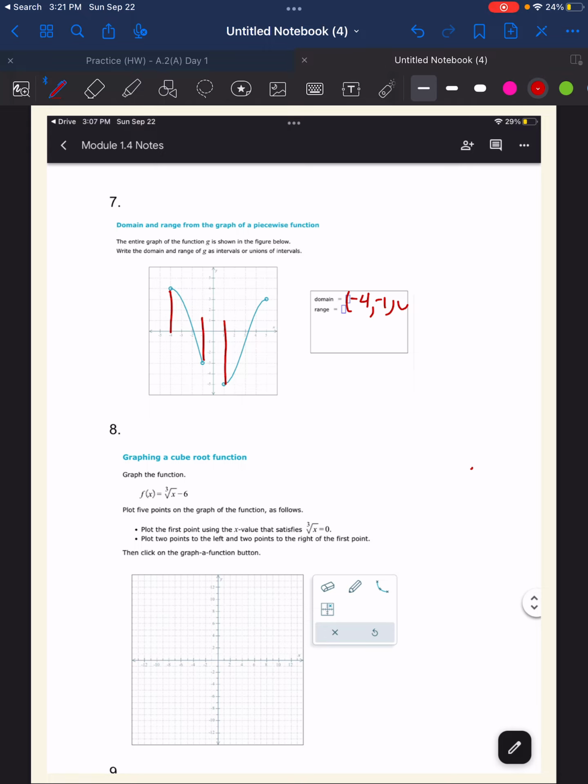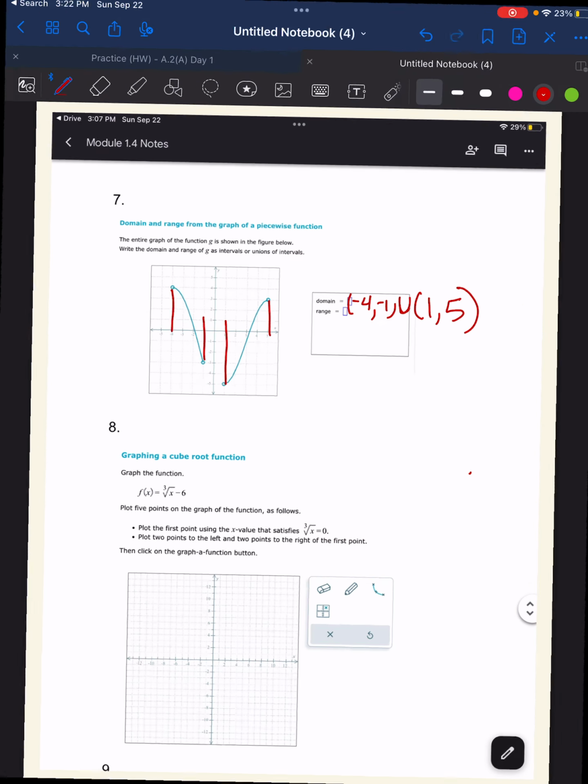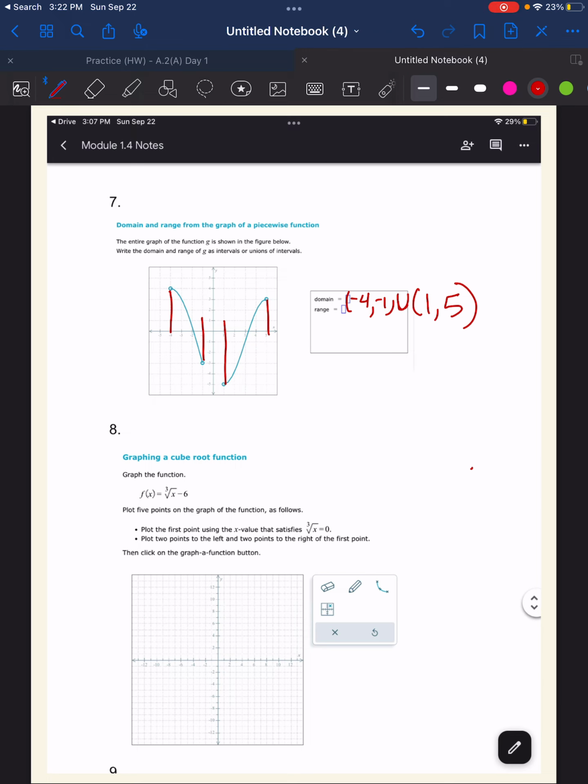Okay, sorry. Starts at 1 and ends all the way over here at 5, and they are both open circles, so it is a parenthesis. And the reason why we use a union symbol is because we're talking about this graph and this graph.